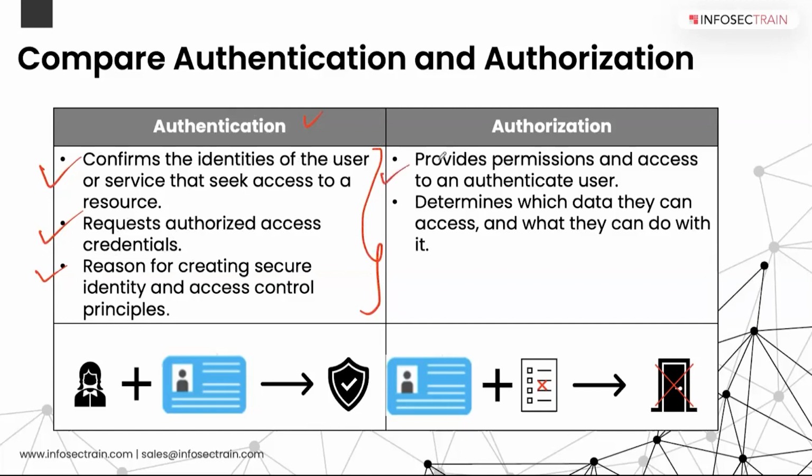Then authorization provides permission and access to the authenticated user. Once you have authenticated yourself, you will be given the permissions over there for what you can do. It determines which data you can access and what you can do with your proper permissions. Can you access a virtual machine or not? That is going to be part of it. Okay, so this is the first factor.